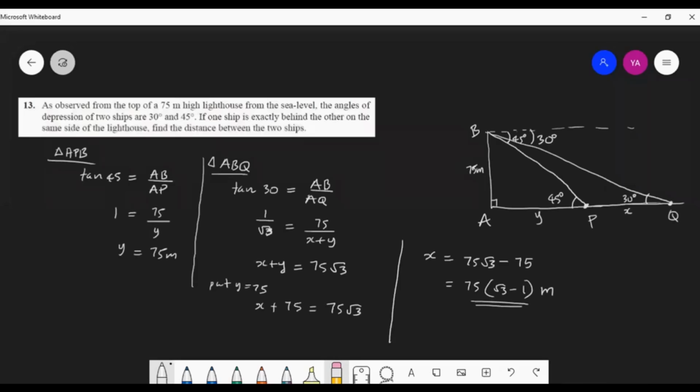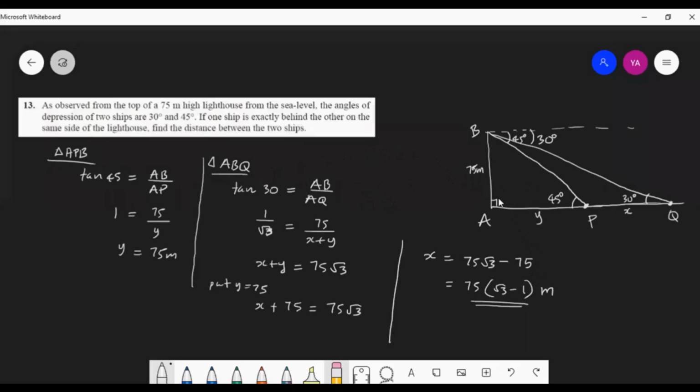That will be approximately equal to 75 into 0.73, right? So if it is asked, you can give the approximate value. Okay, so look here, I will explain again.